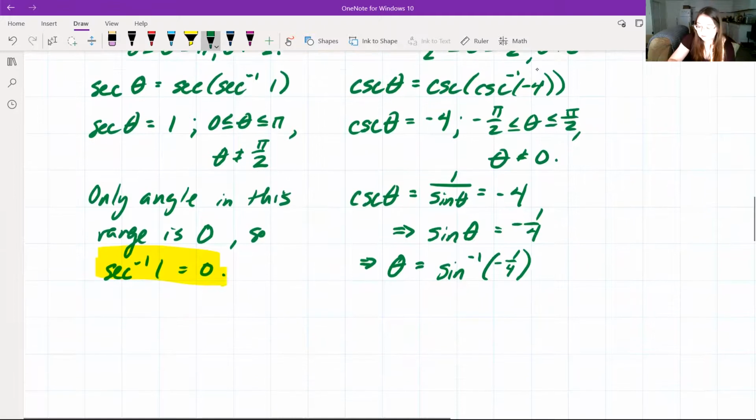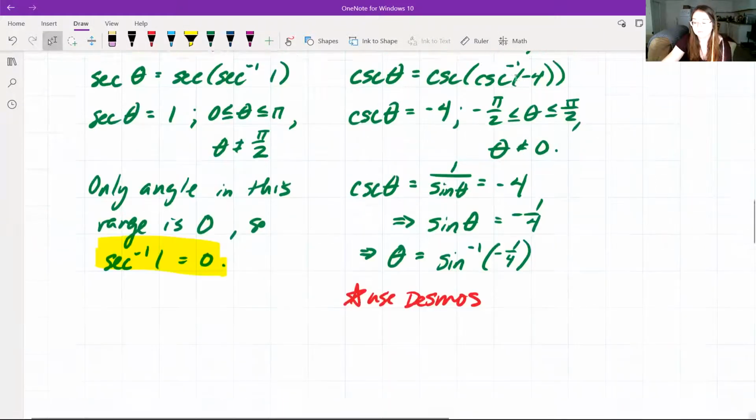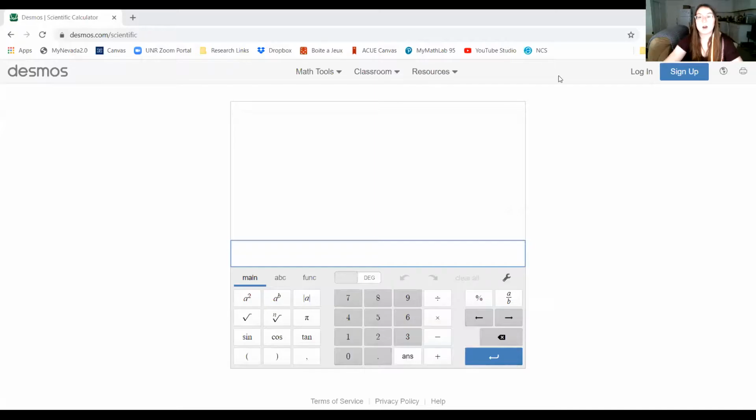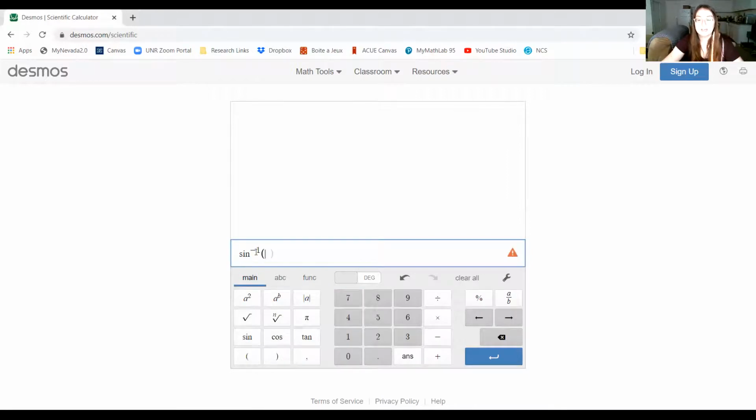So here we're going to use Desmos. We're going to use Desmos for this part, so let's pop on over there. All right, so we had sine inverse of -1/4. If we go to Desmos to our scientific calculator, and go over here to function, we see that we have our sine inverse function here. So we'll click sine inverse, go back to our main. So now we're taking the inverse sine of some value.